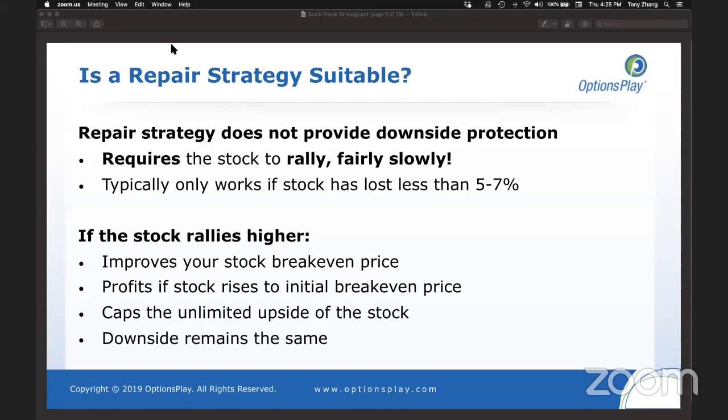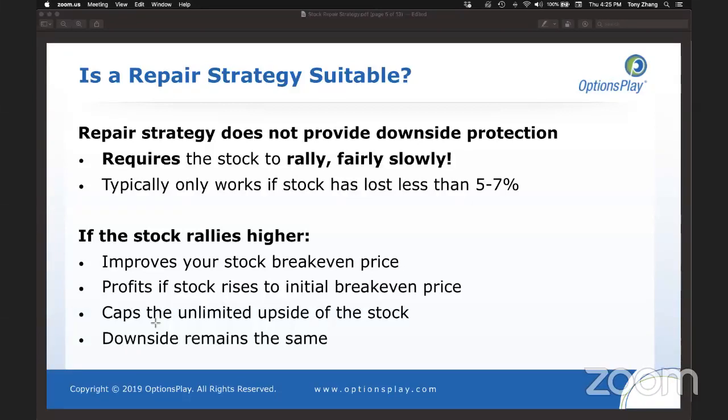So I do want to talk about what are the criteria that need to happen before you even consider a repair strategy, and then once you put on the repair strategy, what needs to happen? Now, like I said, for the repair strategy to work, you must be bullish on the trade, bullish on the stock that is now down 5, 7, 10% or so, somewhere in that range. You must now be bullish.